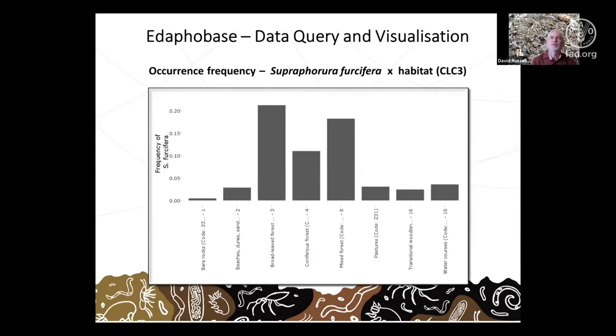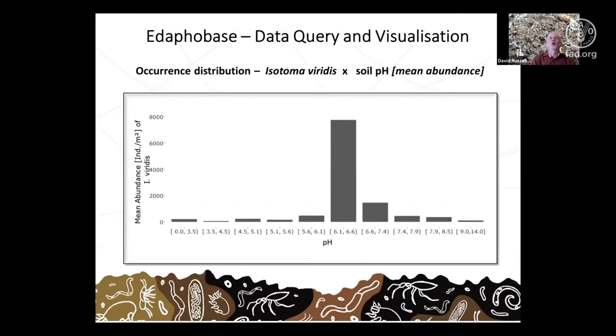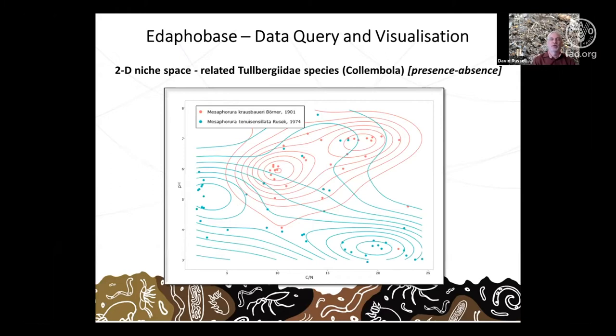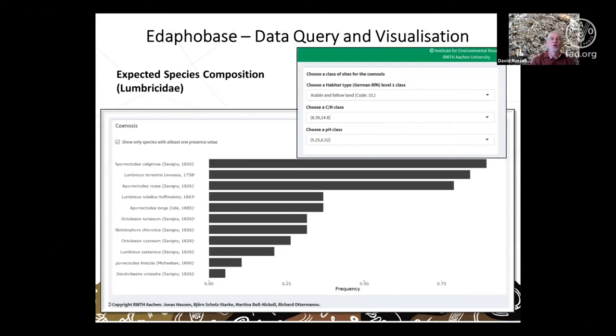Or looking at individual taxa, for instance here, their occurrence in habitat types, an example here of a woodland species, or looking at occurrences or densities in different soil parameters. An example, one of the rare examples of a very narrow niche distribution, or standard niche-based habitat plots. Here, two related species with niche overlap, but showing niche partitioning. Or here, going back to reference values, looking at specific habitat conditions, using the database to predict what the probable species occurrence is.